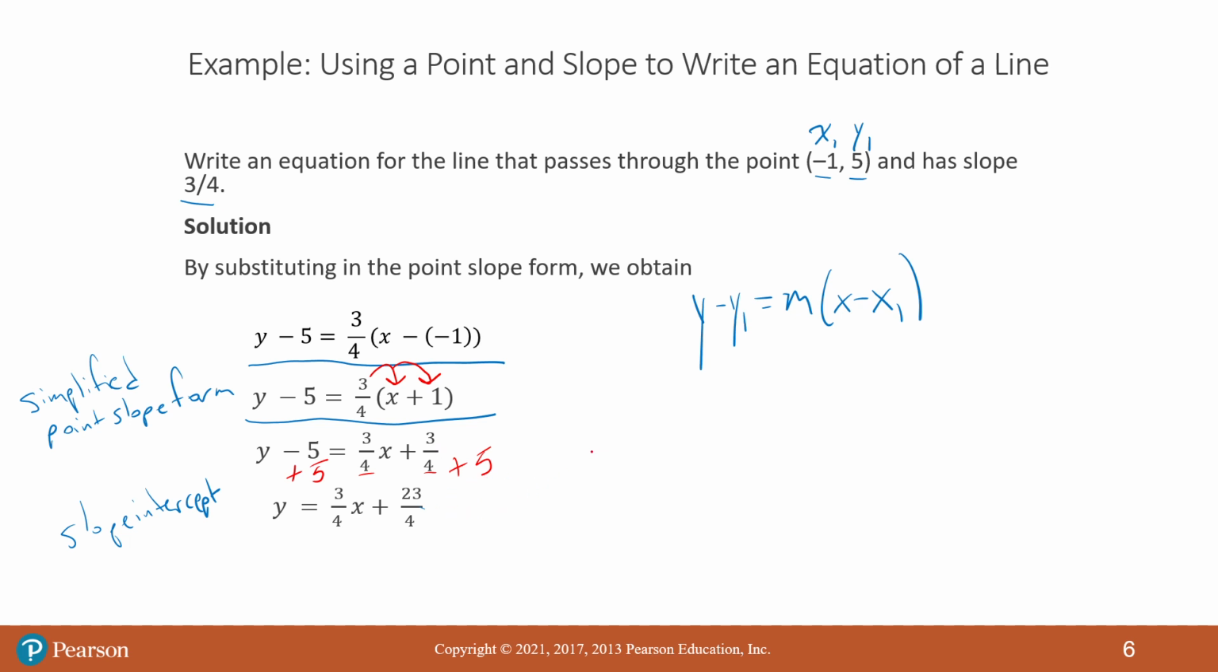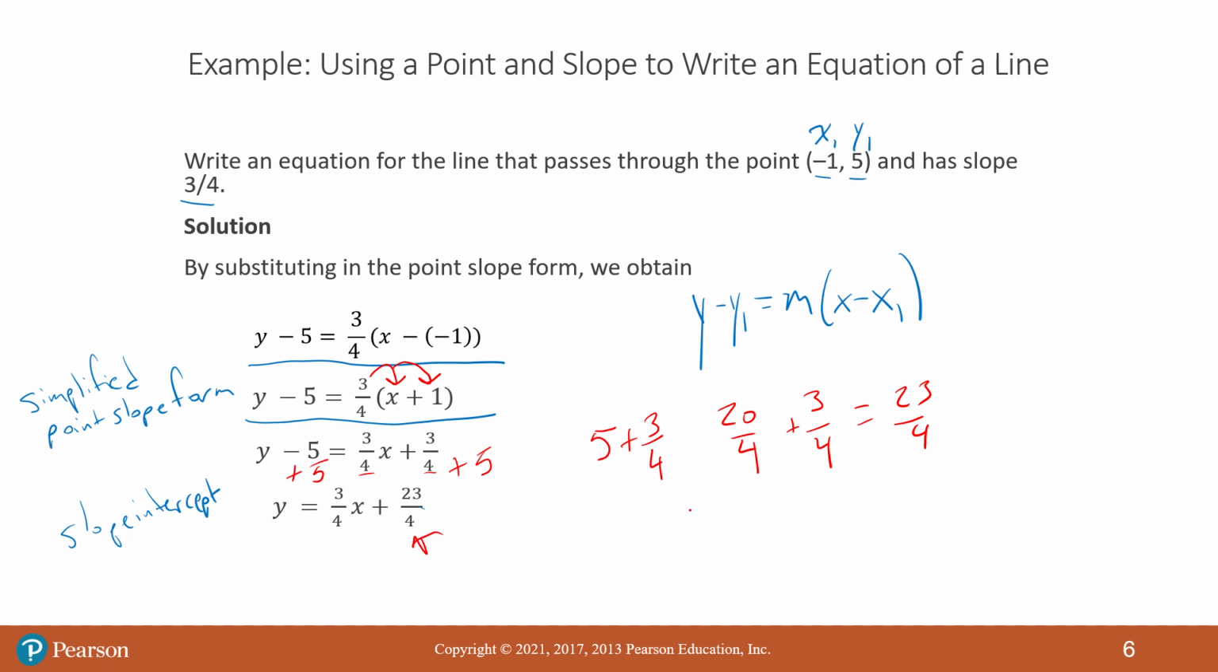Now you can calculate that on your own, or you can do it on the calculator. If you're doing it by hand, which we don't require you to do in this class, you would find a common denominator, which is 4. The second one already has a 4, so we don't have to worry about it. Remember, 4 times 5 is 20, so 5 is the same thing as 20/4, and that's where we get 23 over 4 as our b right here, which is our y-intercept.